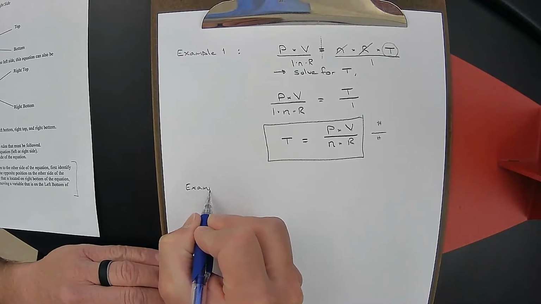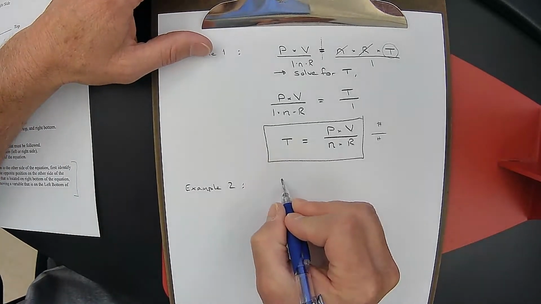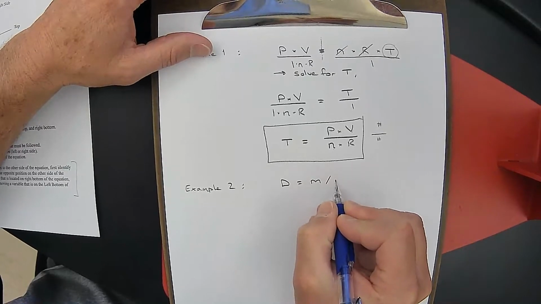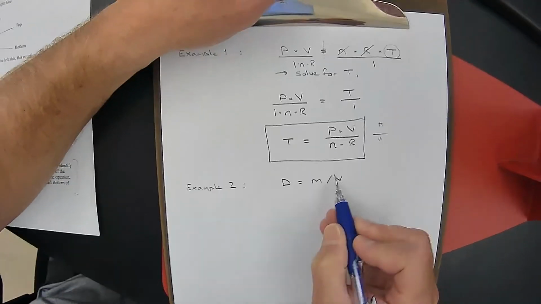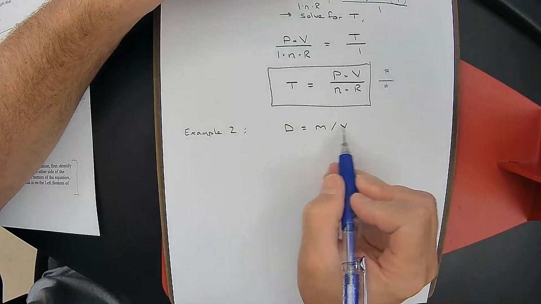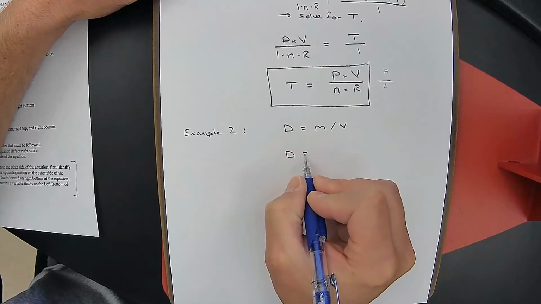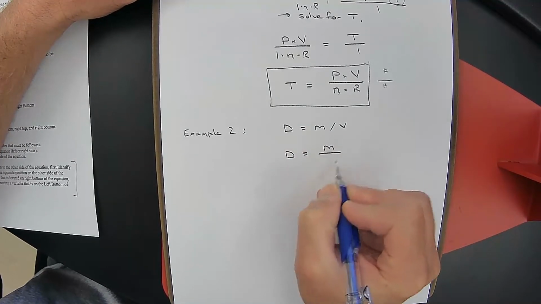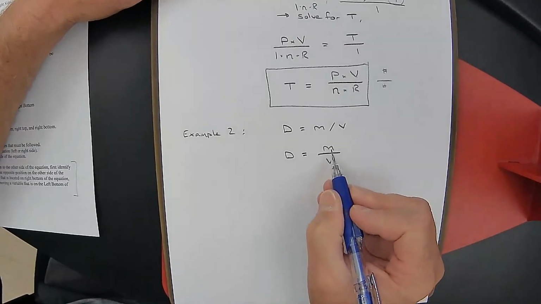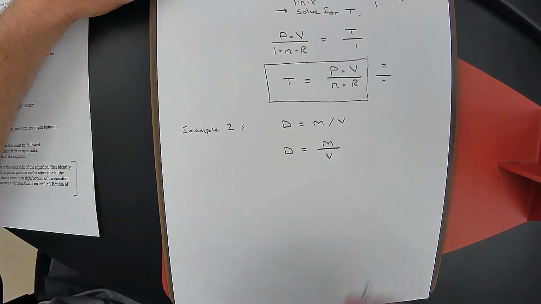For example number 2, if the equation is written like this, density is equal to mass divided by volume. A lot of times you'll see this slash as a divided by instead of a horizontal. I always like to rewrite the equation to show the horizontal divided by so that I can clearly see that m is on the top and v is on the bottom.